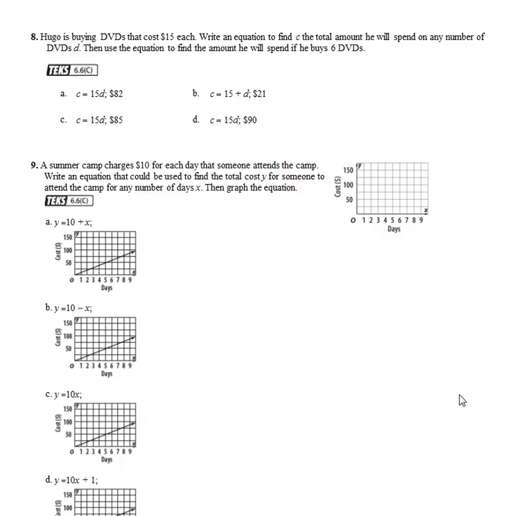Number 9. A summer camp charges $10 for each day that someone attends the camp. Write an equation that could be used to find the total cost y for someone to attend the camp for any number of days x. Then graph the equation. A, y equals 10 plus x. B, y equals 10 minus x. C, y equals 10x. D, y equals 10x plus 1.